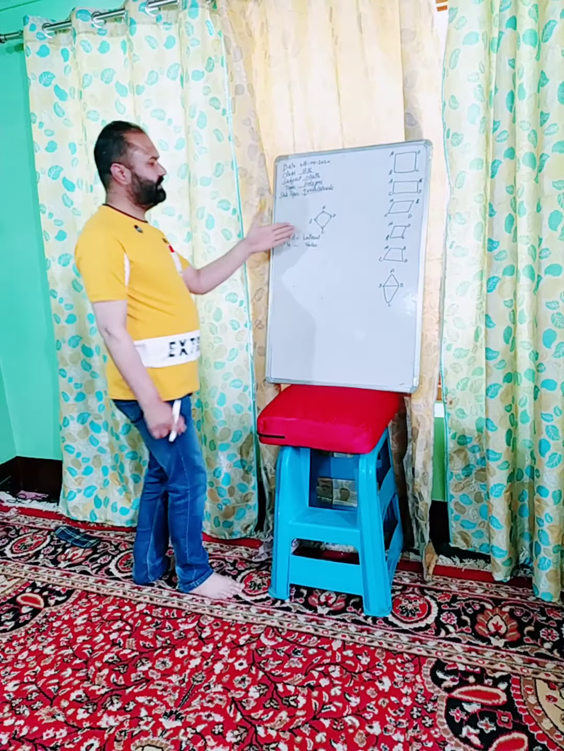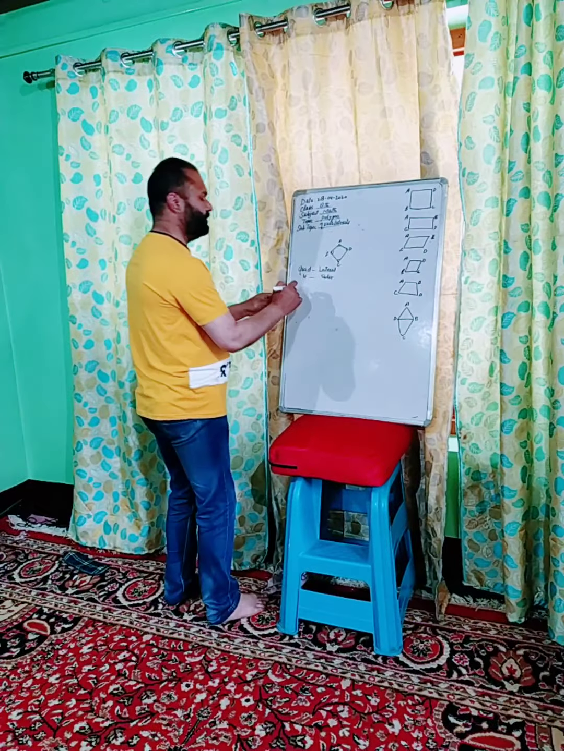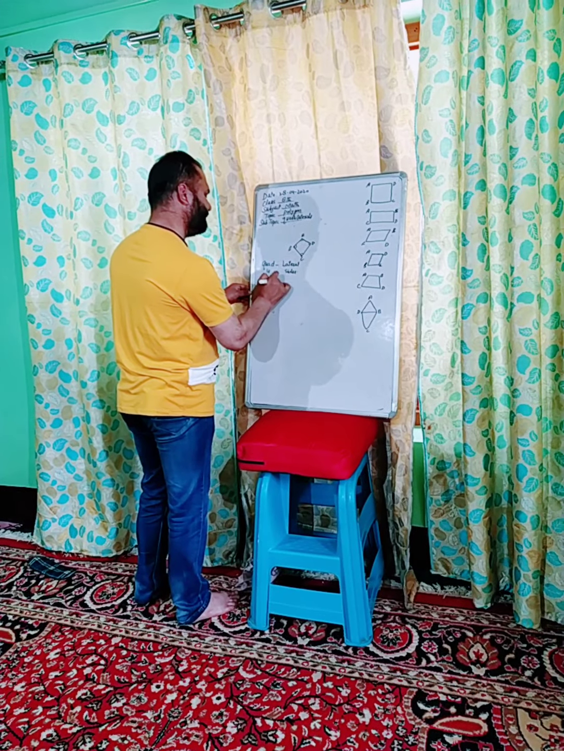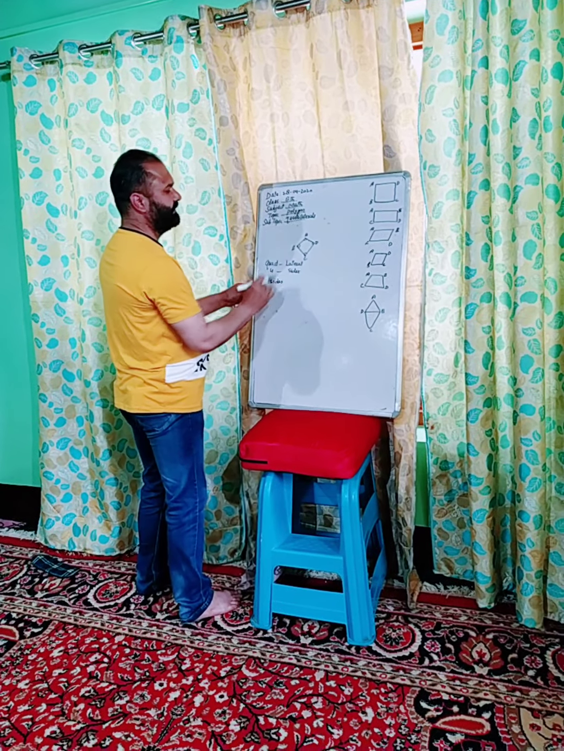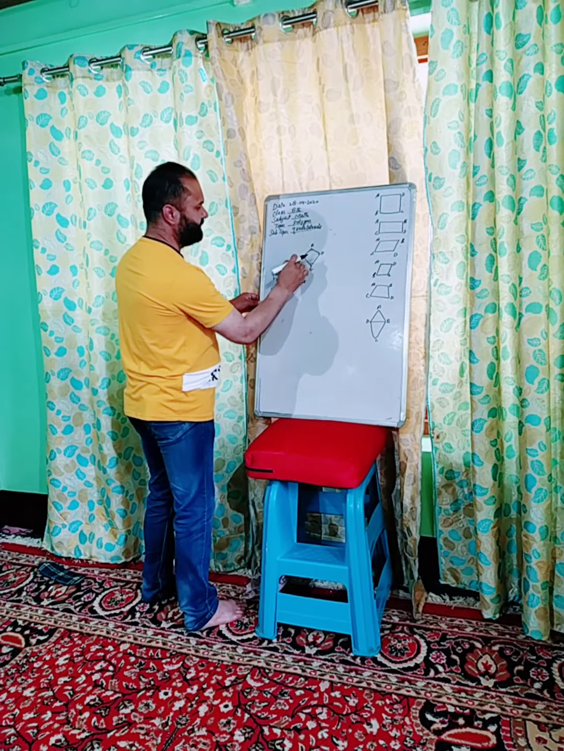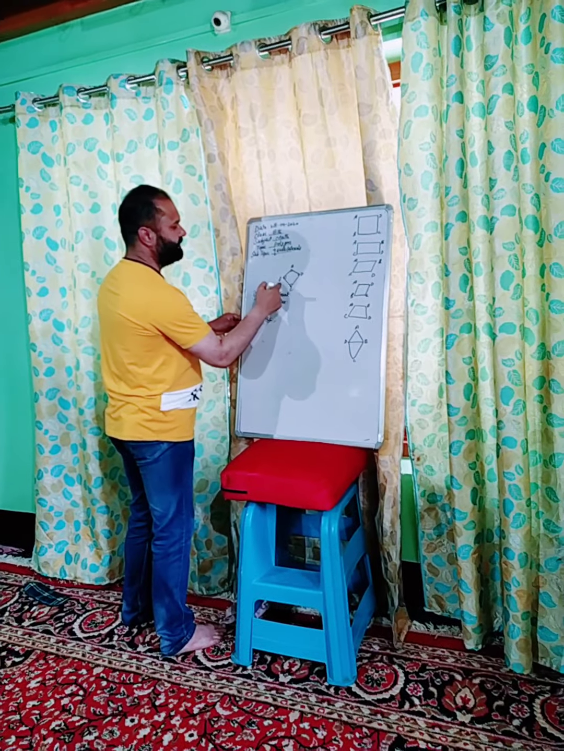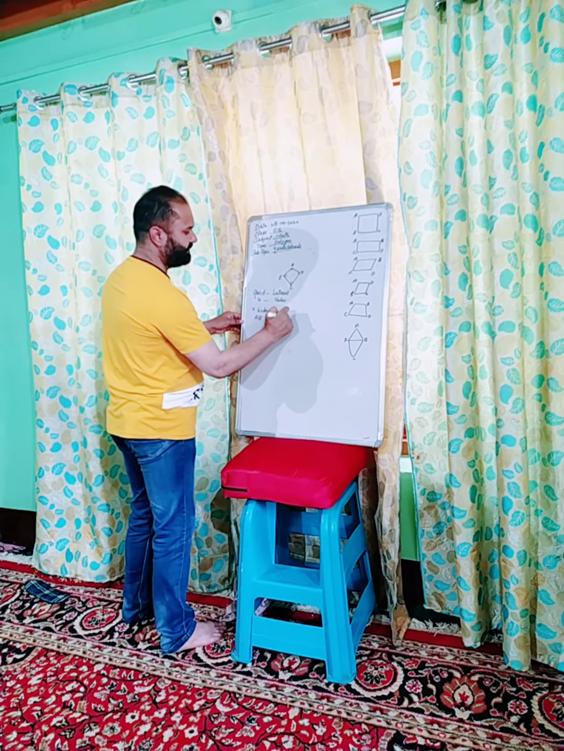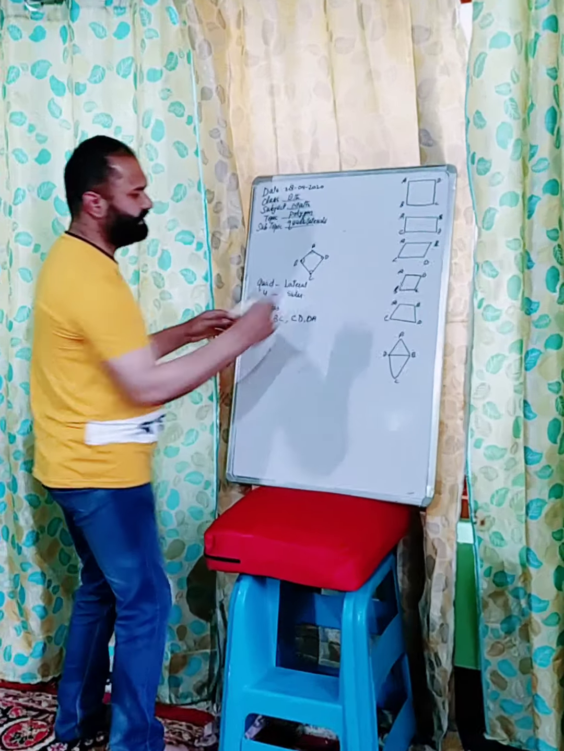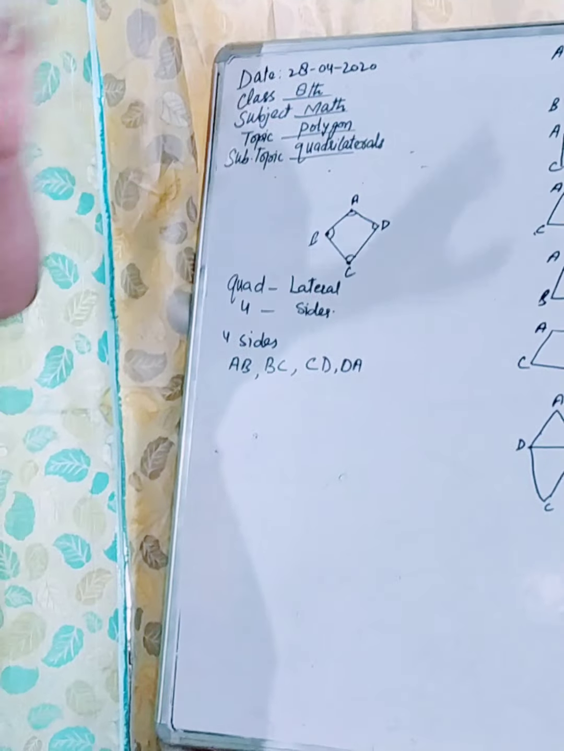So students, look at this figure, suppose this is a quadrilateral. First, it has four sides. Look at this figure, this is side AB, side BC, side CD and side DA. Clear? Four sides: AB, BC, CD, DA.